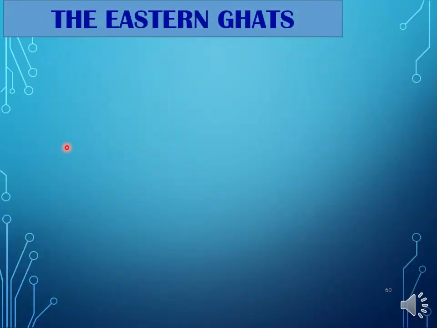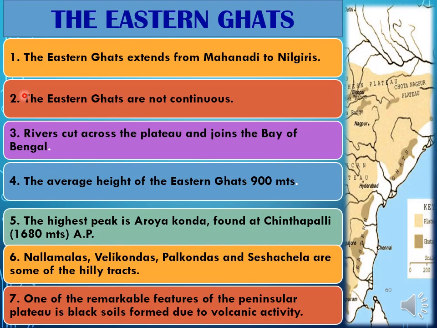Now let us look at the features of Eastern Ghats. The Eastern Ghats extend from Mahanadi to Nilgiris. The Eastern Ghats are not continuous. Rivers cut across the plateau and join the Bay of Bengal.